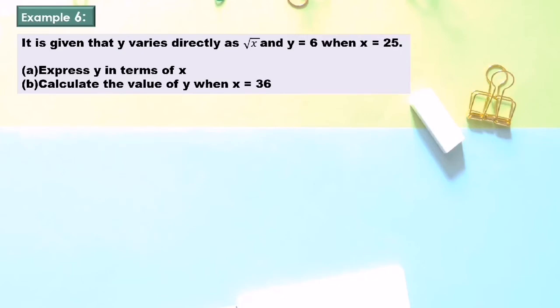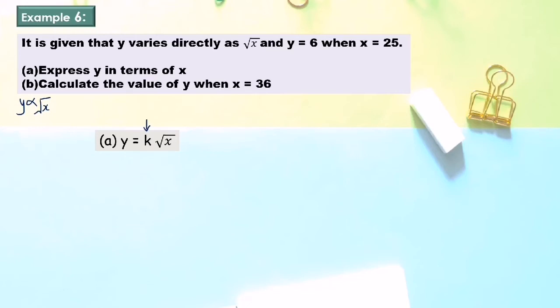It is given that y varies directly as square root of x and y equals to 6 when x equals to 25. Express y in terms of x. Okay, you still remember how to do it? First you have to write y in variation of x. y varies as square root of x. Then the next step you have to write in equation, y equals to k times square root of x. So k is constant.